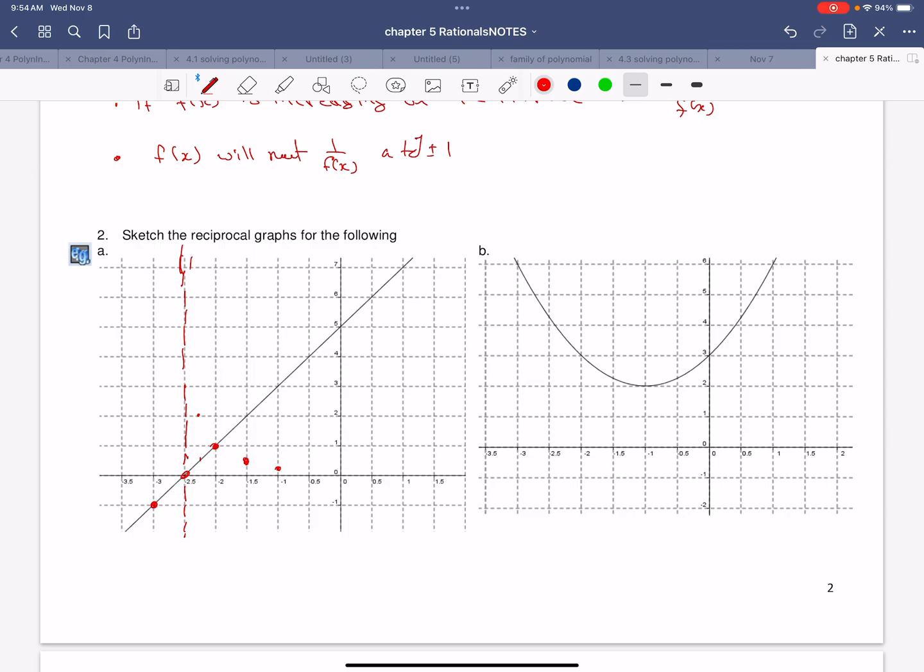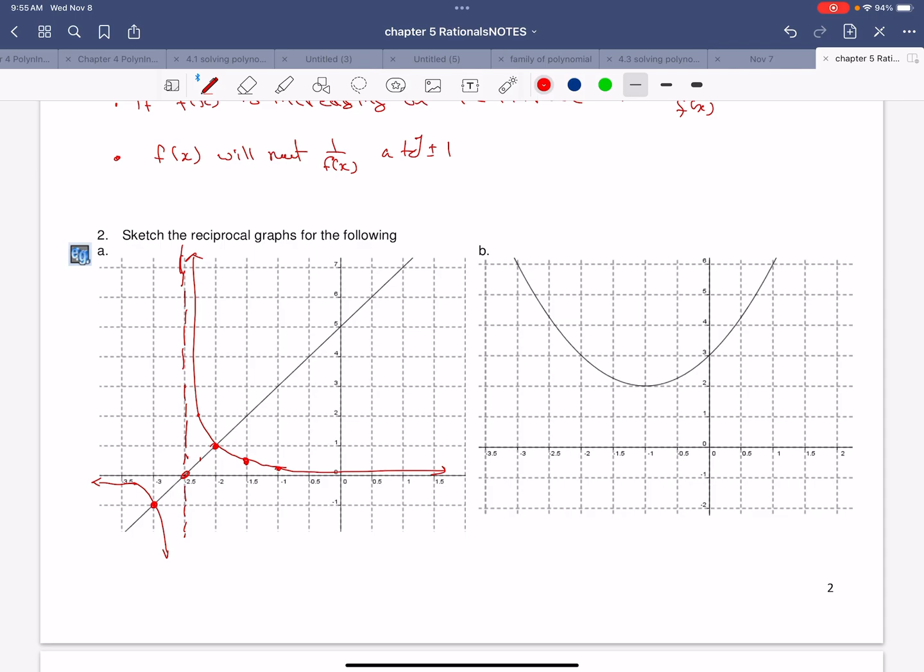So your graph is going to look something like this, where it's going to approach 0, but it's never going to equal 0. Because we know 1 divided by a very, very big number is close to 0, but not equal to it. And again, my end behavior is going to be going towards 0, and then it's going to be bound by this vertical asymptote.